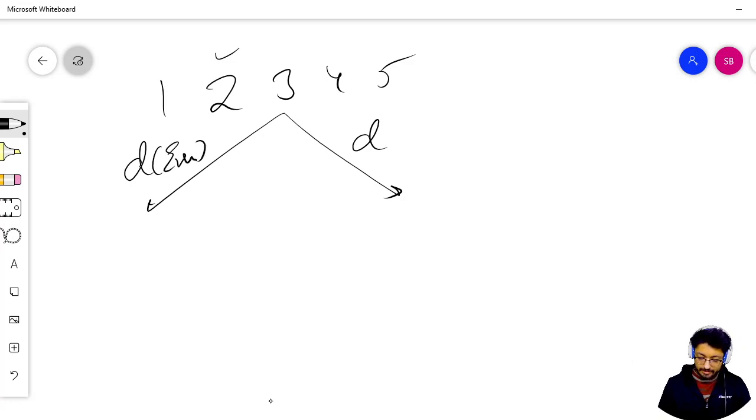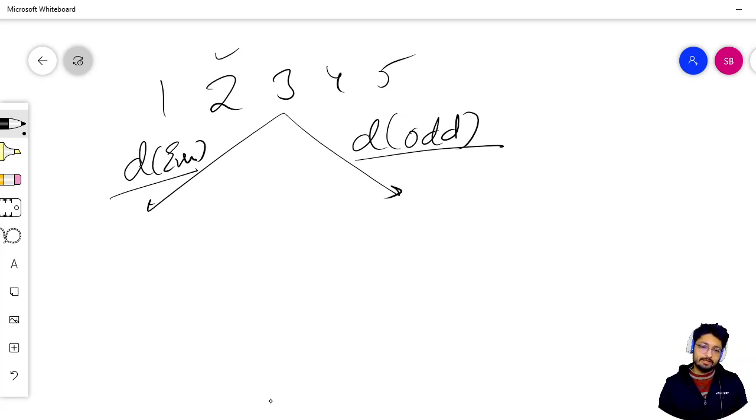are divisible by D. In one case, all the numbers in the odd positions are divisible by D, and all the numbers in the even positions are not divisible by D. And in the other case, all the numbers in the even positions are divisible by D, and all the numbers in the odd positions are not divisible by D. So if I want all the numbers at the even positions divisible by D, I have to find the GCD of all the numbers at the even positions. So these are the two numbers.